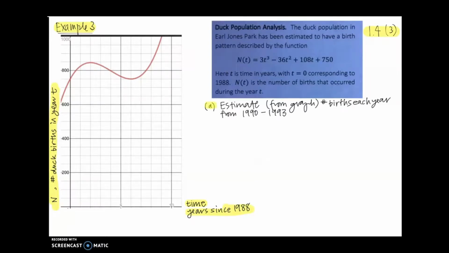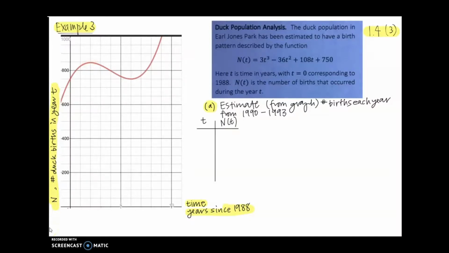And the first thing we're asked to do is to estimate from the graph the number of births each year from 1990 to 1993. Okay, 1990 is 2 years after 1988. So 1, 2. In 1990, I go up to the graph, and this looks really close to 900. It's slightly below 900, so maybe we'd say like 890 or 895 would be a good estimate.